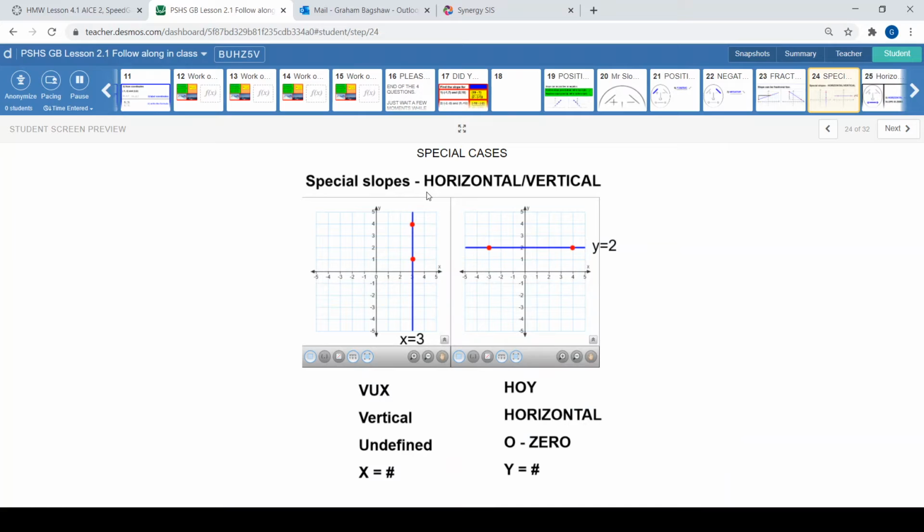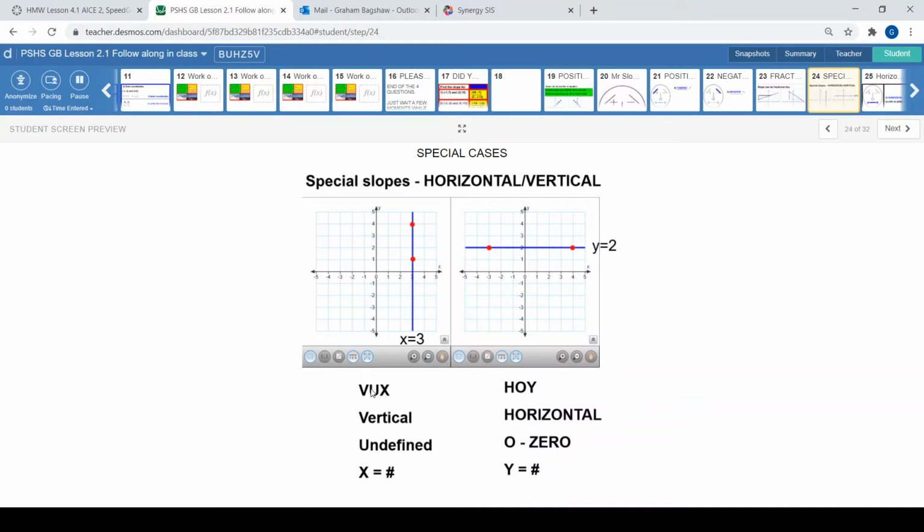And we have some special slopes as well, horizontal and vertical. The way we try and remember those is we often use the words HOY and VUX. So the H in HOY stands for a horizontal line, as you can see here. This is actually not the letter O, it's actually a 0. And when we talk about equations in a future lesson, we'll talk about how the equation starts with y equals just a number, as you can see here.